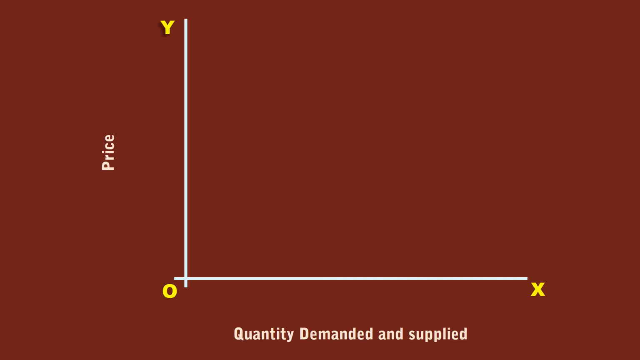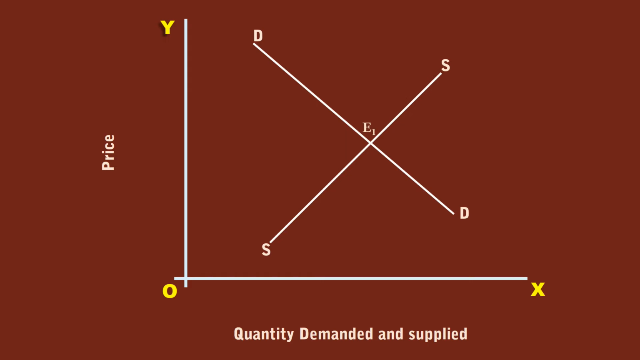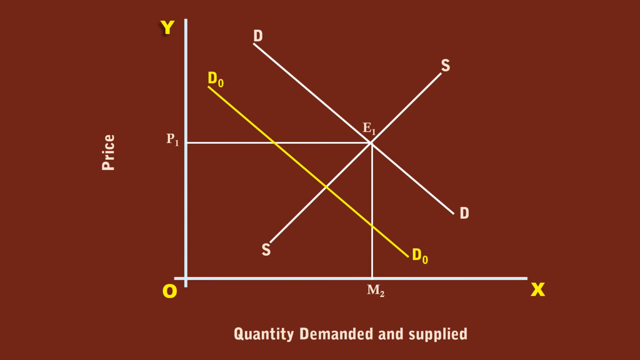To begin with, the market is in equilibrium at E1 where demand curve DD cuts the supply curve SS. The price is P1. The quantity is M2. The demand decreases due to a decrease in the price of substitute good in the market. The new demand curve is D0 D0. The demand curve shifts to the left.